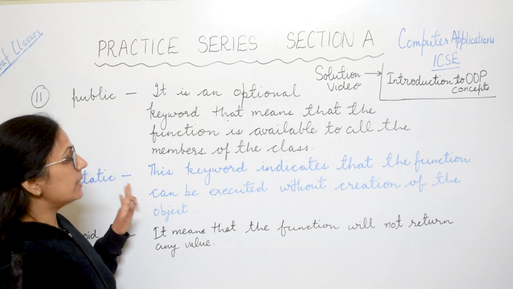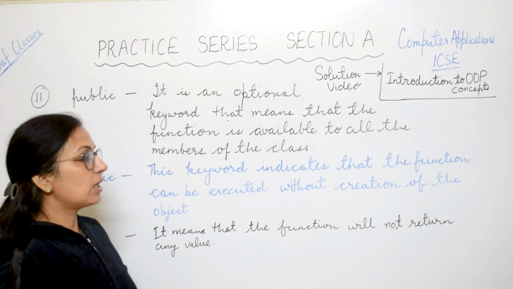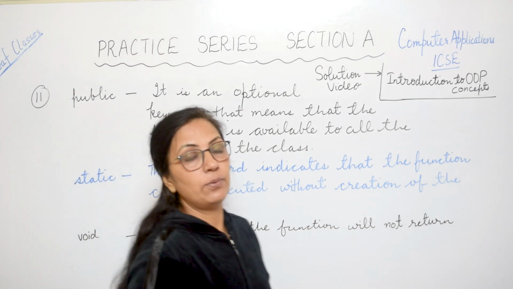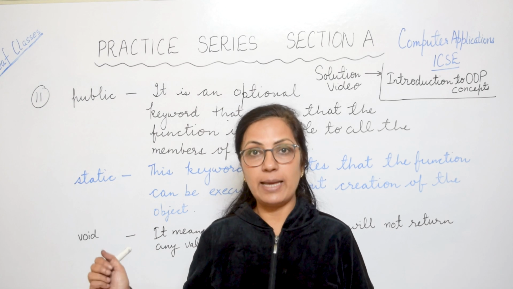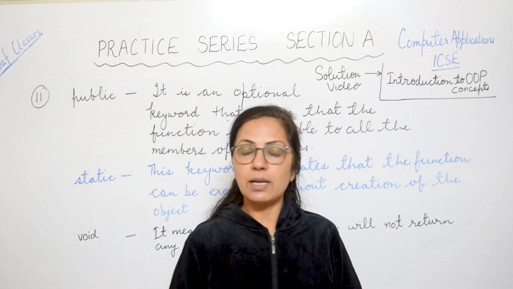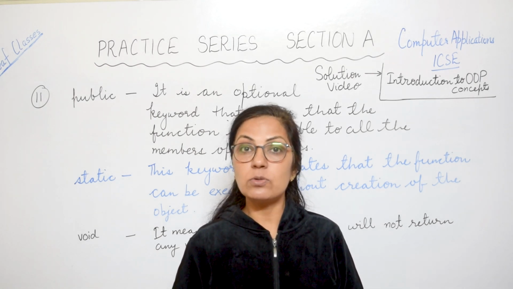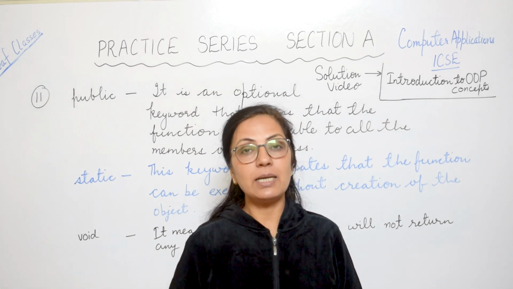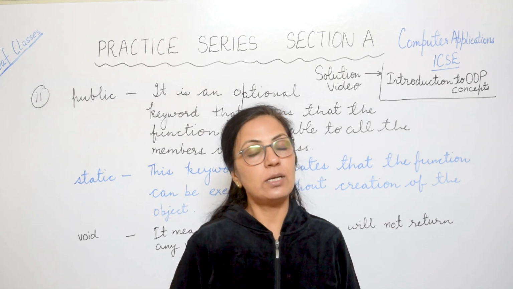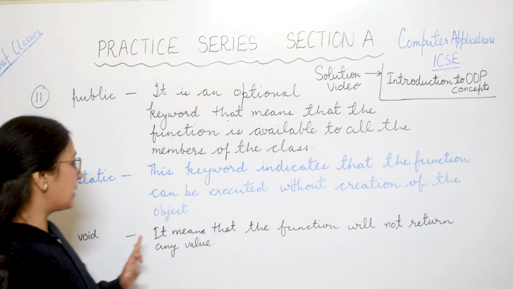Then the second keyword is static. This indicates that the function can be executed without creation of the object. When you write the program main, like the statement which is given in the question, public, static, void, main, you don't create any object for the main, right? For using main function, we don't create any object. So static word is given for that. That object creation is not required if you write any function with static keyword.